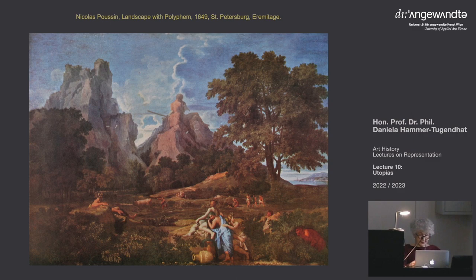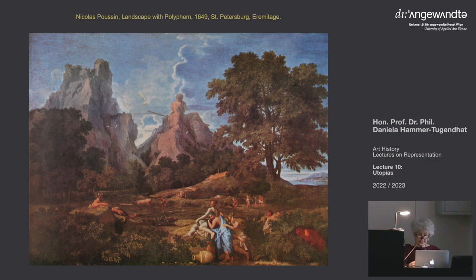Let me give you another example, Landscape with Polyphemus. Polyphemus, the one-eyed giant, said to have lived during the ages of the Cyclopes, that is during the Golden Age, is seen sitting atop a high rock with his back to the rest of the scene, playing his flute. The muse tells the story of the love between Acis and Galatea.